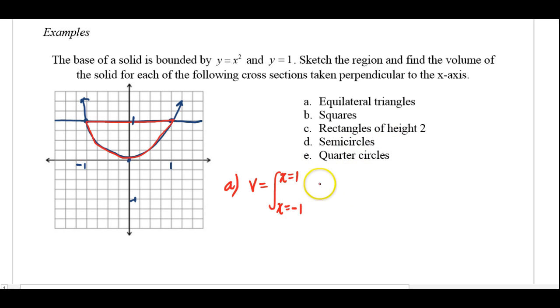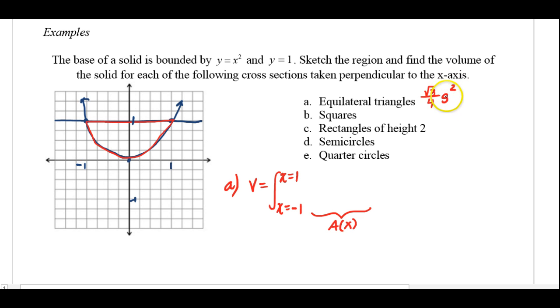And in general, we have to substitute in the area formula right here. So I'm just going to go ahead and put A of x right here in the integrand, where A of x is the area of each cross section. So right here next to equilateral triangles, I'm going to remind you of the equilateral triangle formula. So radical 3/4 side squared.